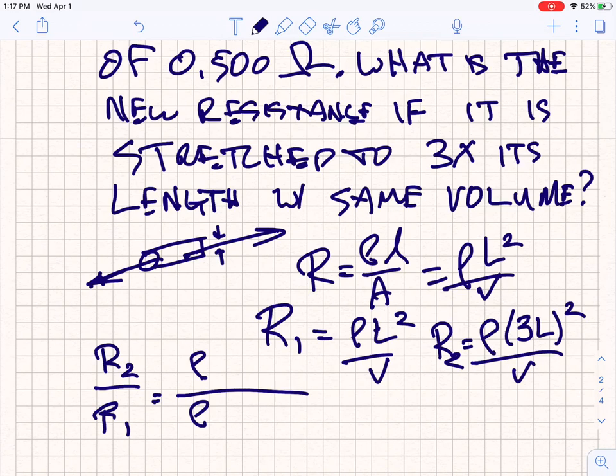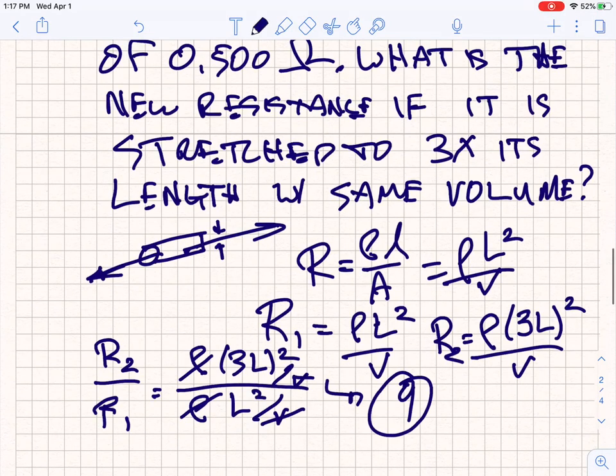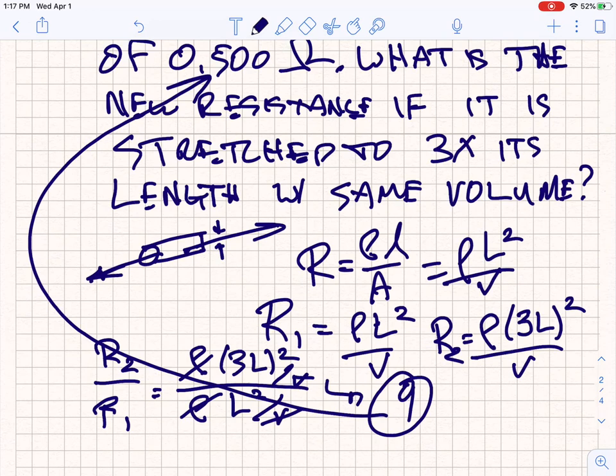And then I've got 3L squared over volume. And then I've got L squared over volume. So because the volume stays the same, I don't have to worry about that. The resistivity is going to stay the same. So oddly enough, I go up by a factor of 9. So my new resistance then is going to be 9 times greater than 0.5, otherwise known as 4.5 ohms.